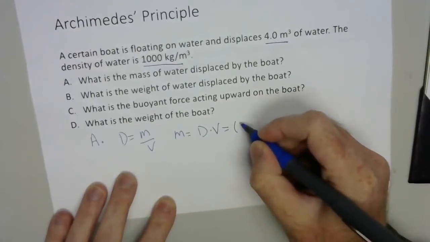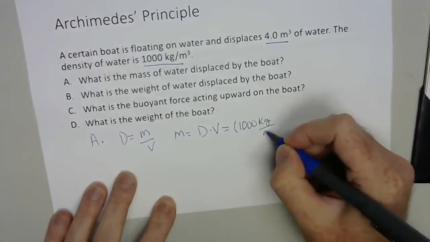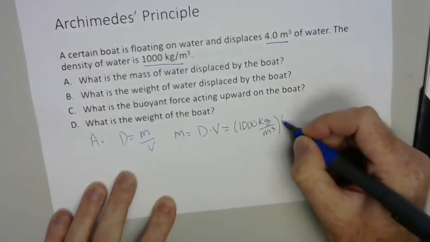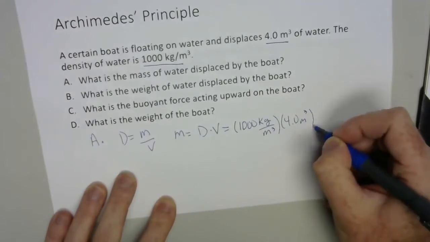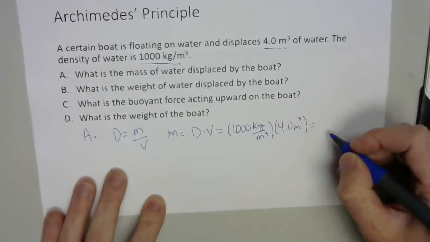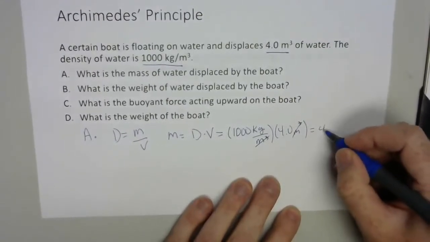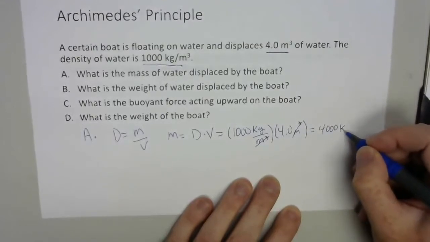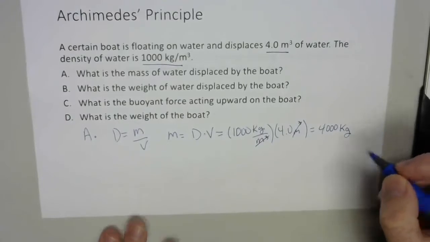So that's going to be 1,000 kilograms per meter cubed times 4.0 meters cubed, which will give us, after the meters cancel, 4,000 kilograms. And so that would be your answer to part A.